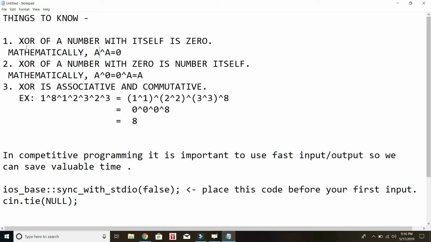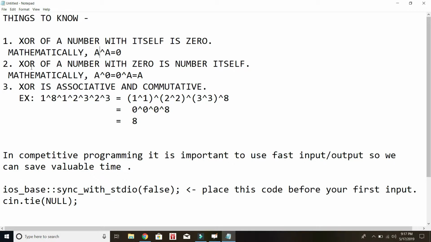Now you have to know these 3 things about the bitwise XOR operator, and you'll definitely get an idea about how to solve this problem. So, XOR of a number with itself is 0. If there is a number a, and you do XOR of the number with itself, it would be 0.